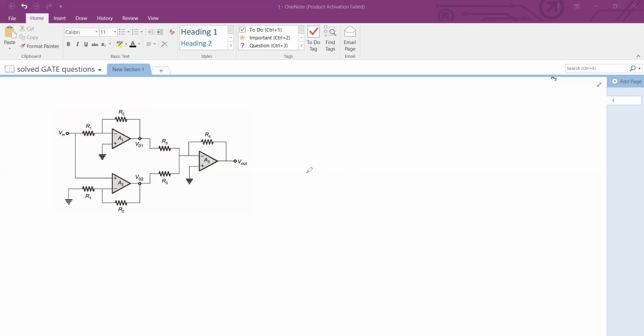And in continuation to that, what you see on your screen is a circuit that consists of three operational amplifiers labeled as A1, A2, and A3. We have an input voltage V in, applied to the negative pin of A1. And at the output of the third amplifier, we are interested in determining the output voltage V out. So we have to find the expression for the output voltage.